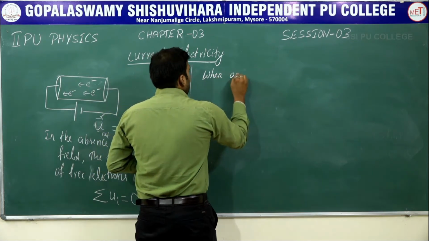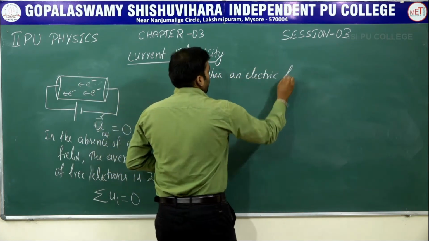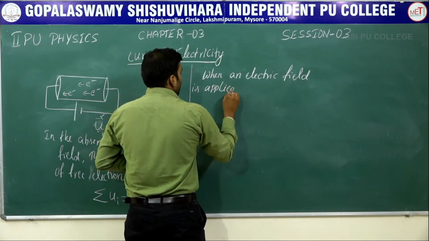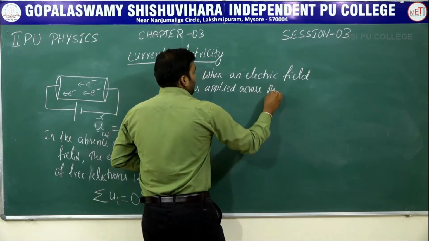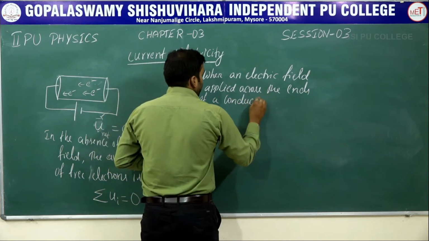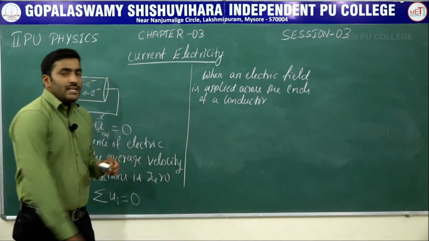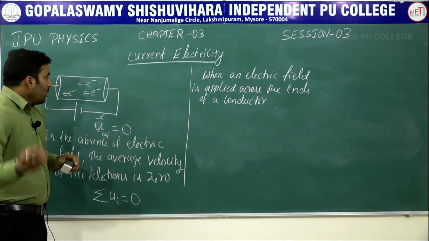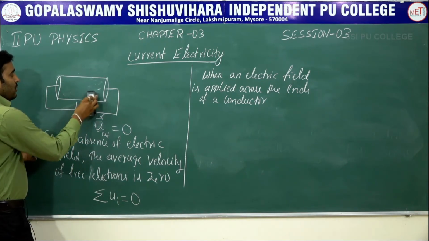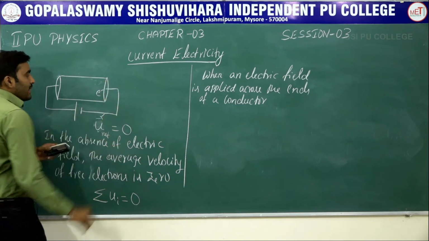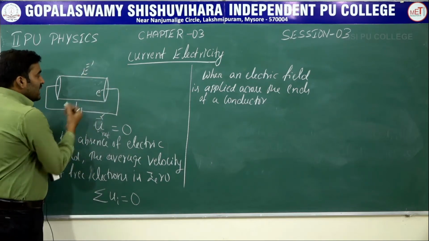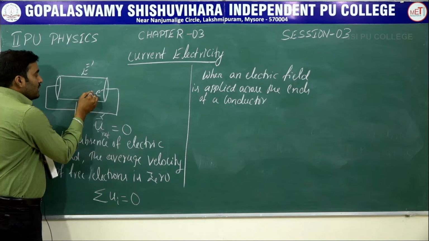When an electric field is applied across the ends of a conductor, let us see what happens. I will consider a single electron now. This is an electron which is present at this end. After applying the electric field, this electron starts its motion like this.